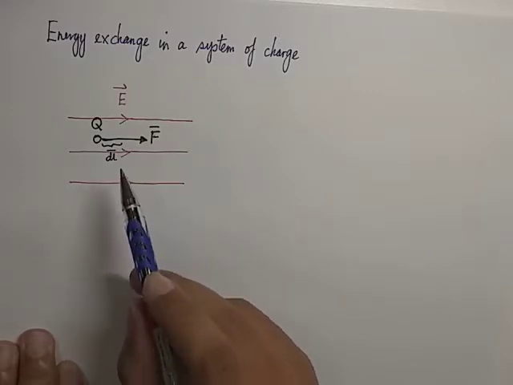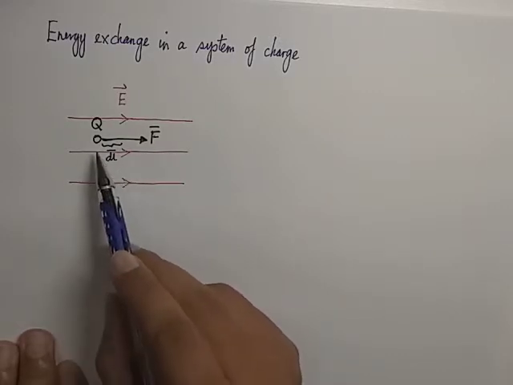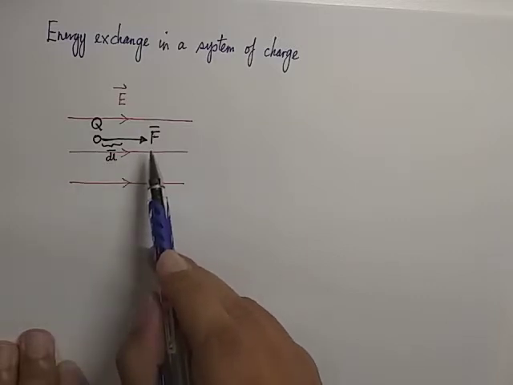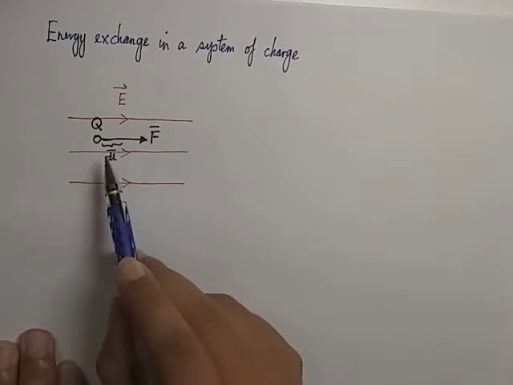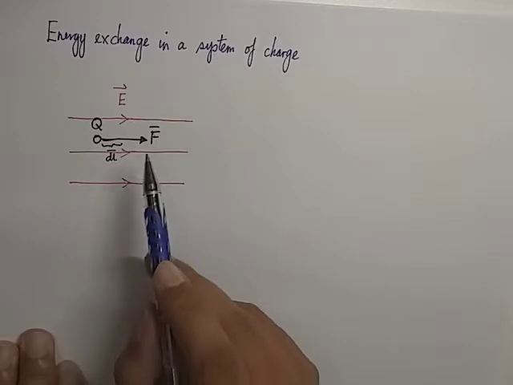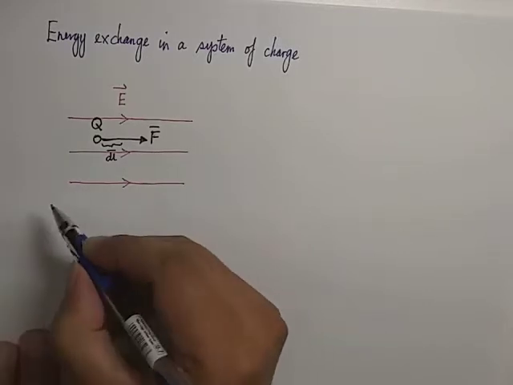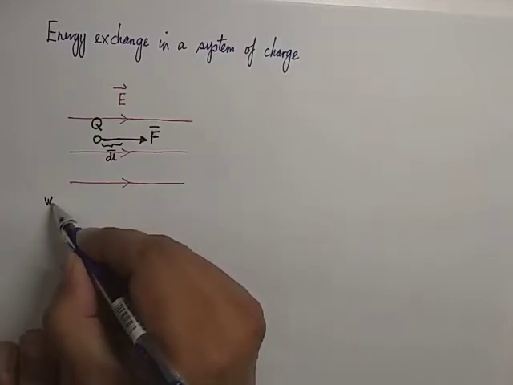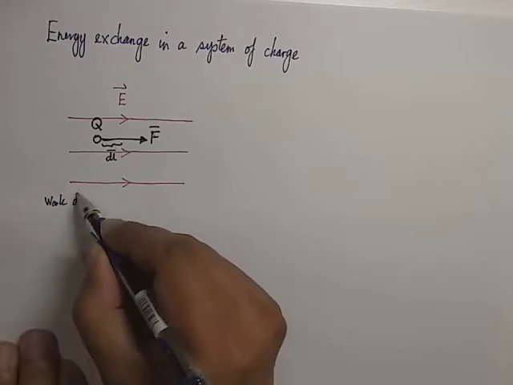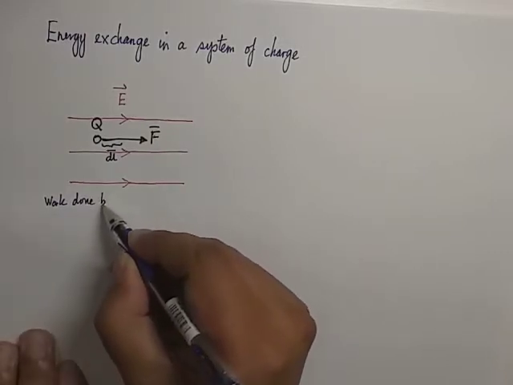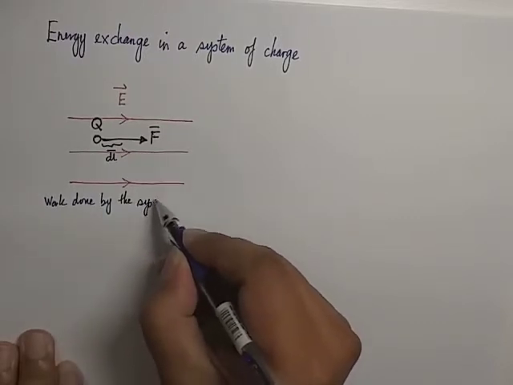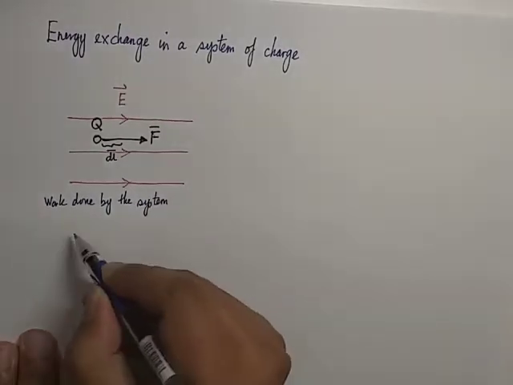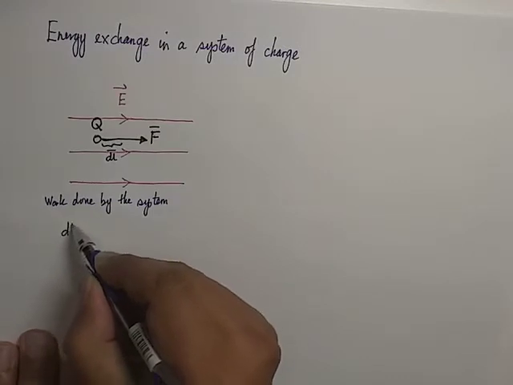We just observe. We can see the point charge moving by itself. We don't have any say. So therefore, we just observe. So we can conclude that as work done by the system. So we're going to say there, work done by the system. So mathematically, it should be dWe.